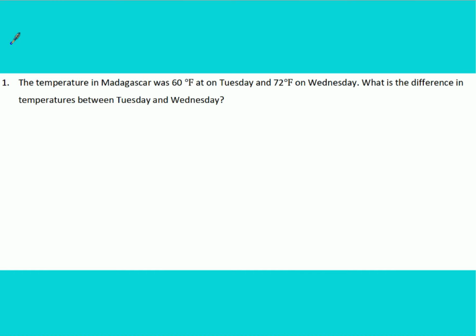In our first example, the question reads, the temperature in Madagascar was 60 degrees Fahrenheit on Tuesday and 72 degrees Fahrenheit on Wednesday. What is the difference in temperatures between Tuesday and Wednesday? So it's important that we have the temperature at one time and then another. And then it's also telling us to find the difference. So all the question wants to know is how much did that temperature change from one day to the next. So we know that on one day it was 72 degrees, and then on another day it was 60 degrees.